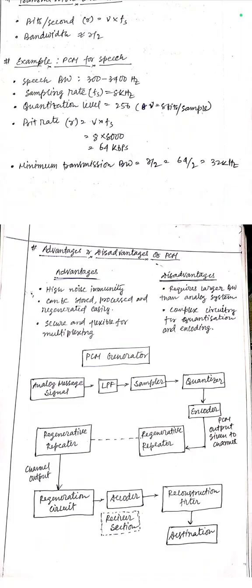The encoded value is given to the channel, and there is a regenerative repeater, and we get the channel output. There the circuit regenerates and decodes again, and then we also filter it with the reconstruction filter, and we get our desired signal by pulse coded modulation, and it reaches the receiver section at the destination.